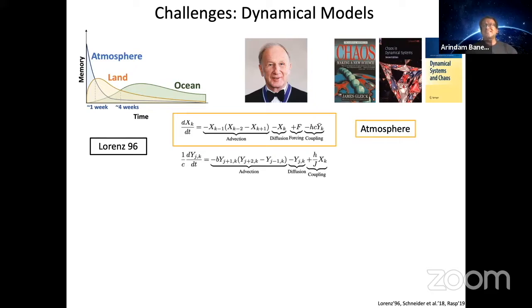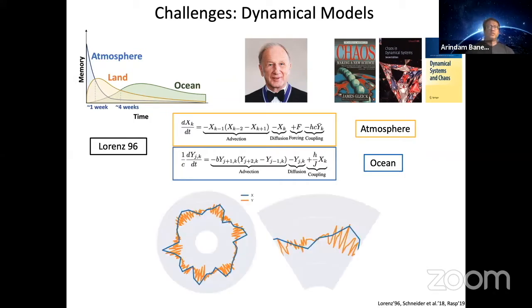to call these x's the atmosphere and y's the ocean, in the sense that the x's have fast dynamics, they're quickly changing, and y's have slow dynamics, and they're slowly changing. And when it comes to subseasonal, both of these come into play. Remember that we said that the orange is the atmosphere and the blue is the ocean.